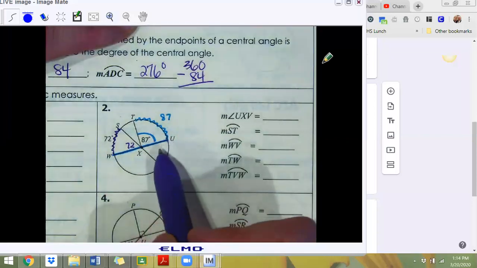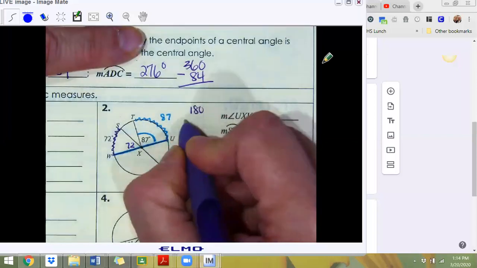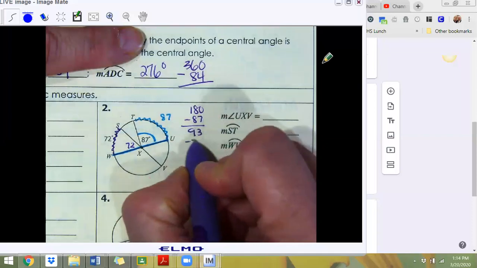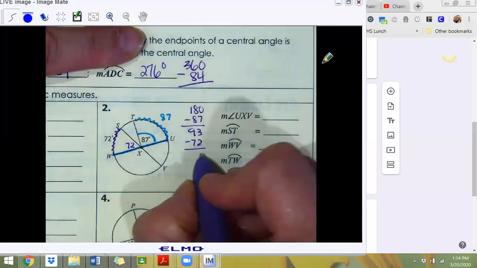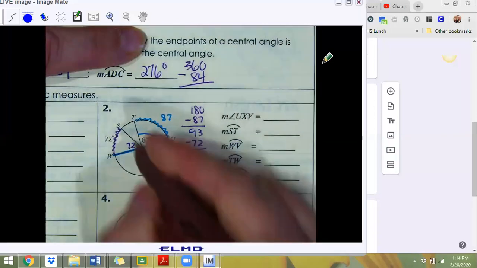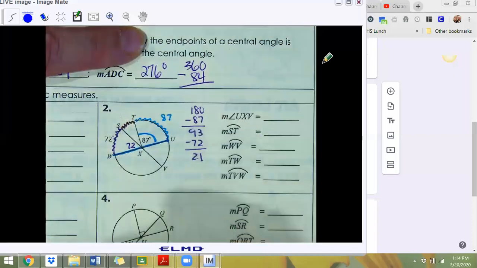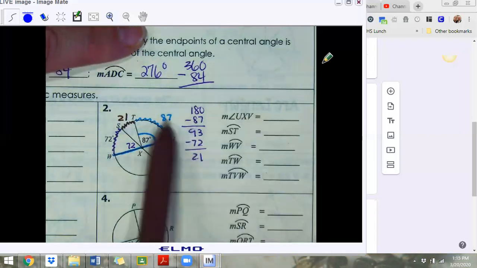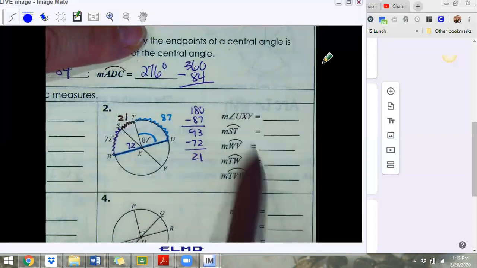So this goes back to the angle addition postulate. All three of these together have to add up to 180. So I have 180 minus 87 gives me 93. Minus the 72 gives me 21. So that means this little sliver here is going to be 21. Notice I'm not doing any of these at all. I'm going to fill in my diagram as much as I can before I start looking over here.